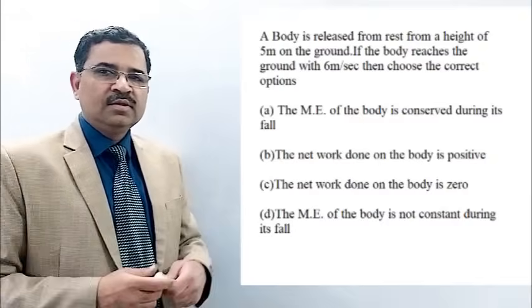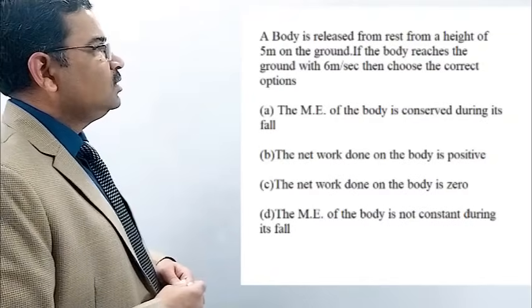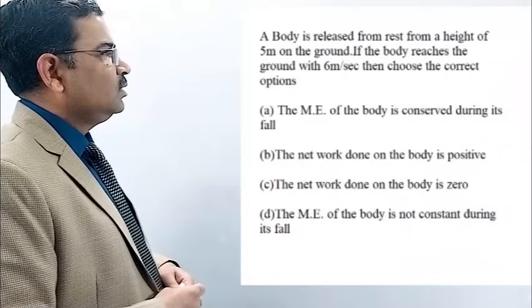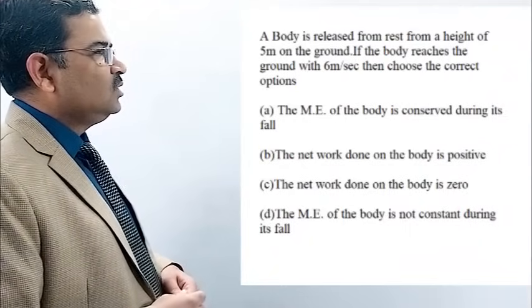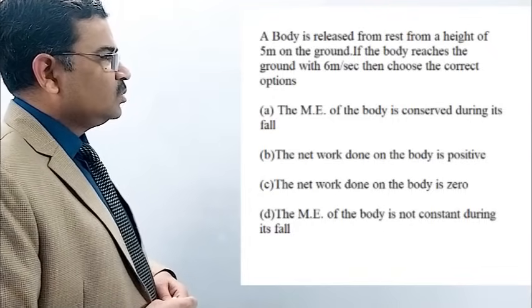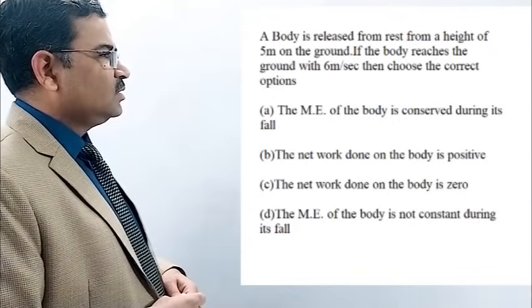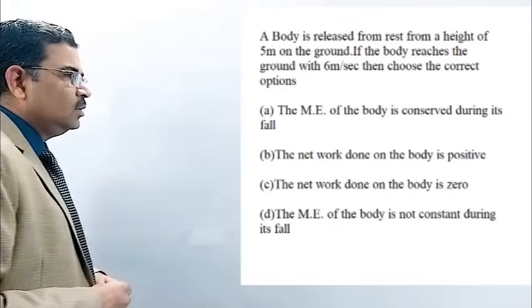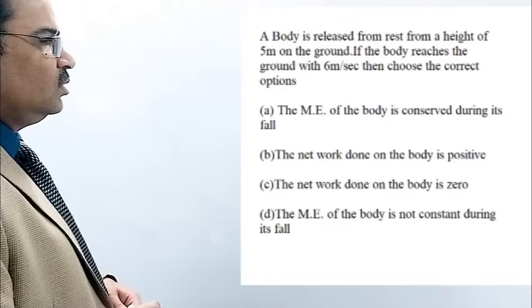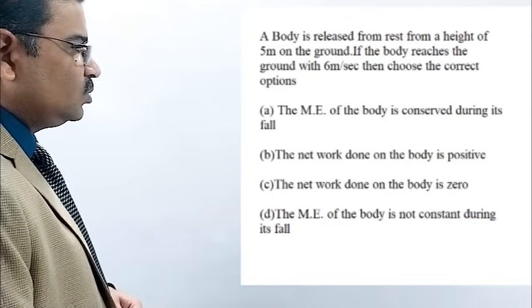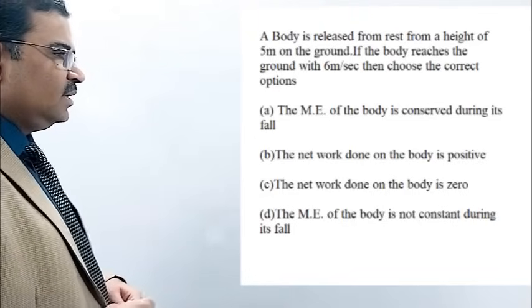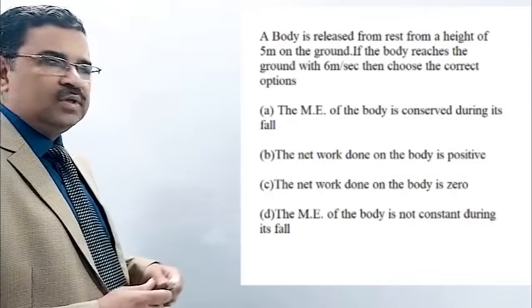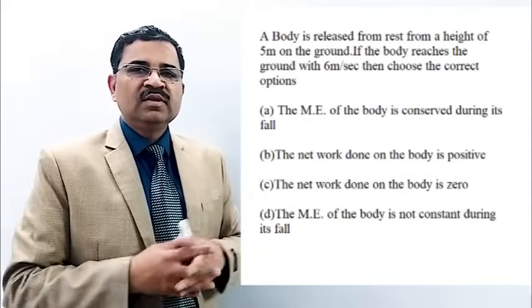Now students, consider this question that a body is released from rest from a height of 5 meter on the ground. If the body reaches the ground with 6 meter per second, then choose the correct option. Now the first option is the mechanical energy of the body is conserved during its fall. Second option is the net work done on the body is positive. The third option is the net work done on the body is zero. And fourth option is the mechanical energy of the body is not constant during its fall. Now how to deal with this type of question?